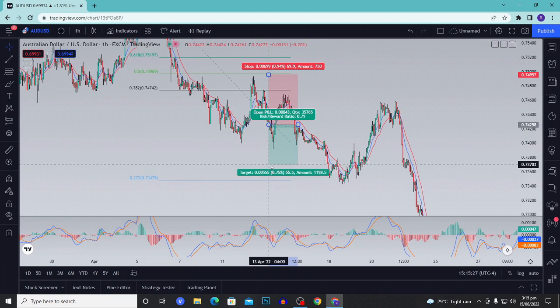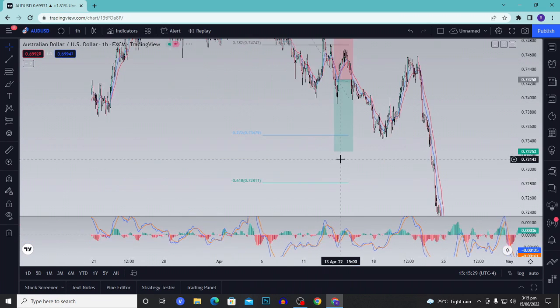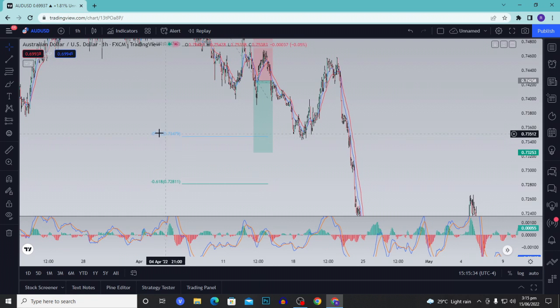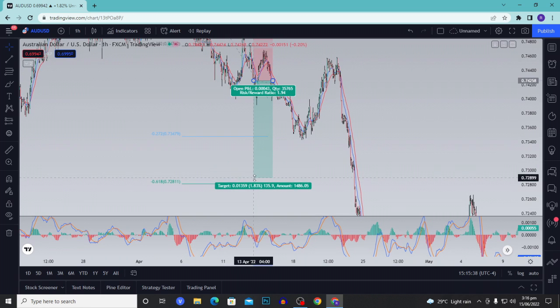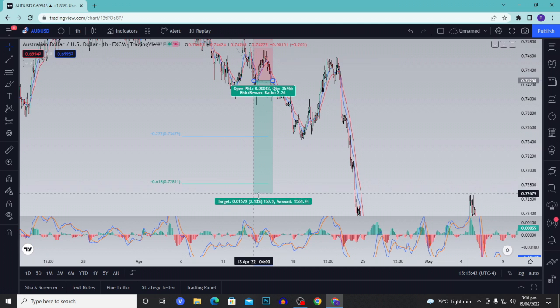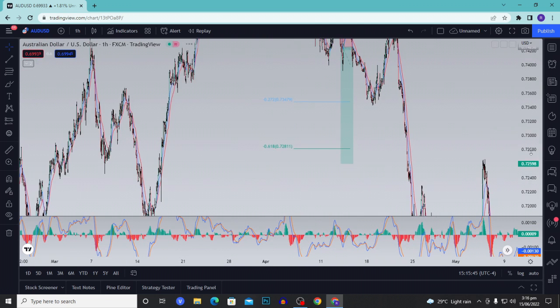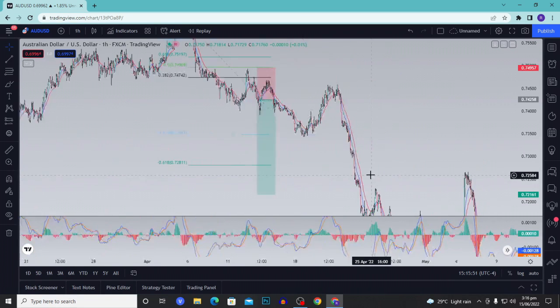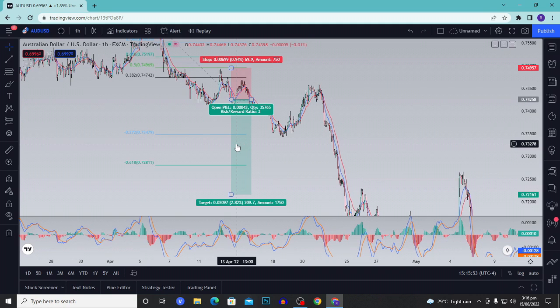Then our take profit would be a 1 to 3 risk to reward, since it did not come to a 1 to 3 at the negative 0.272 point, or the negative 0.618 point. So we would have gone all the way down here for a 1 to 3 risk to reward, which would have profited 209 pips.